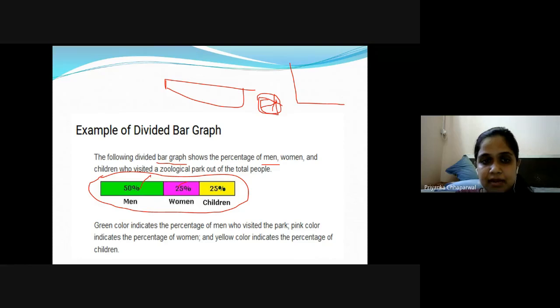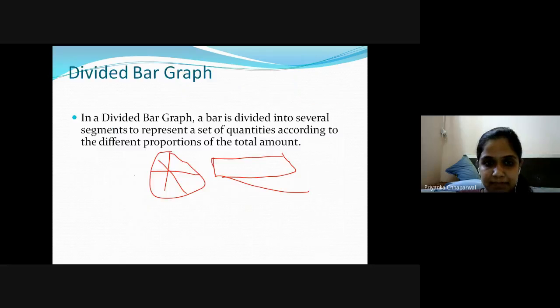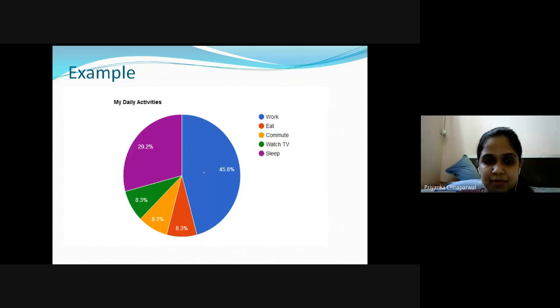आप ये पूछ सकते हैं मैम, what is the difference between pie chart and bar graph, divided bar graph? पाई चार्ट में ऑर्डर इज नॉट इम्पोर्टेंट, मतलब आप कैसे भी आपका मन हो वैसे you can arrange 45%, then you have arranged 29, 20. Order is not important.